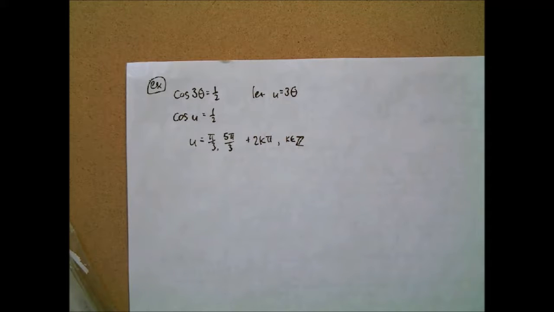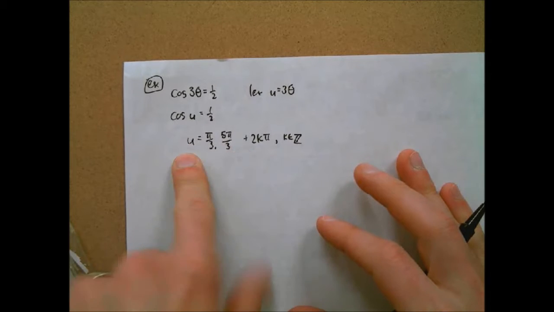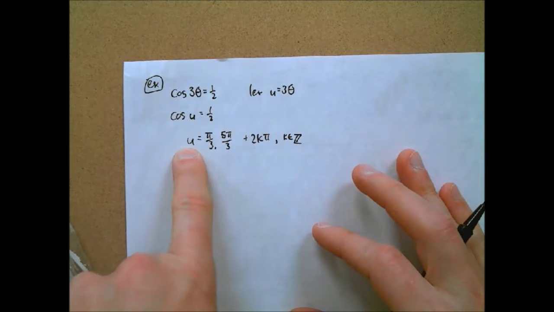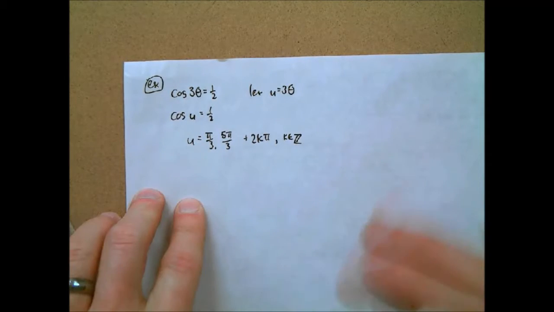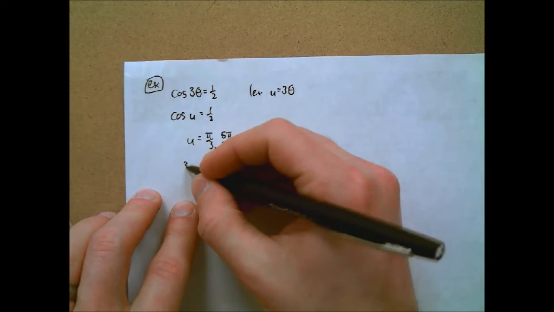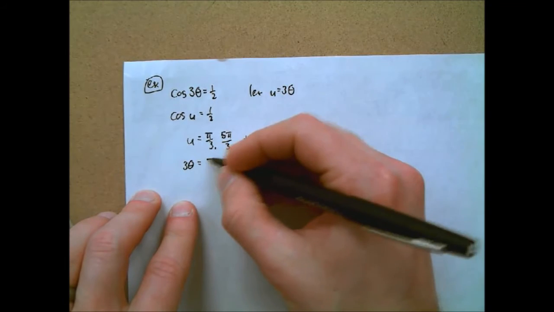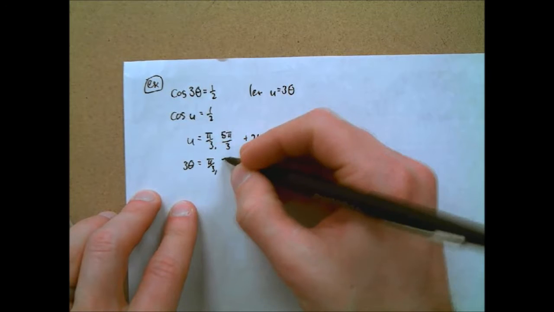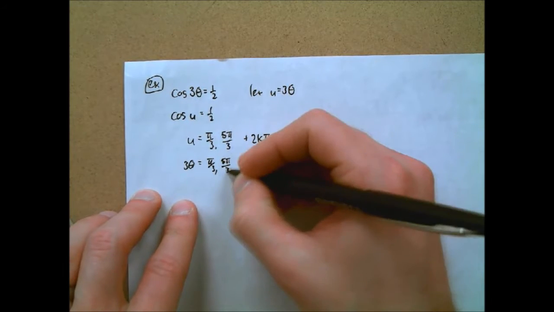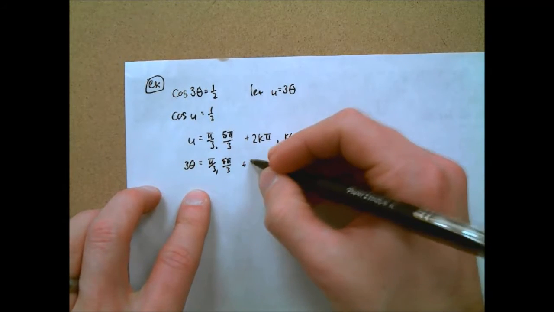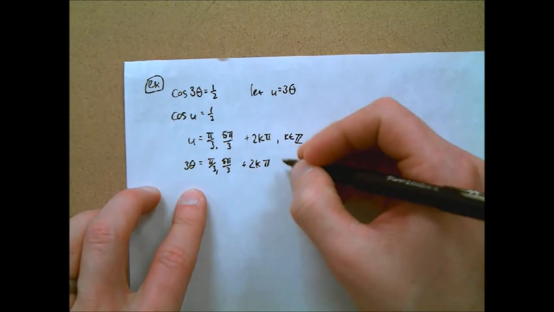We're almost done. We're not quite done because I didn't want to solve for u, I want to solve for theta. So I've solved for u here, but I can replace u with what? u is equivalent to 3 theta, right? So I'm just going to replace the u with the 3 theta. We want to get theta by itself, so we'll divide 3 theta by 3, and of course that means we have to divide the other side by 3 as well.